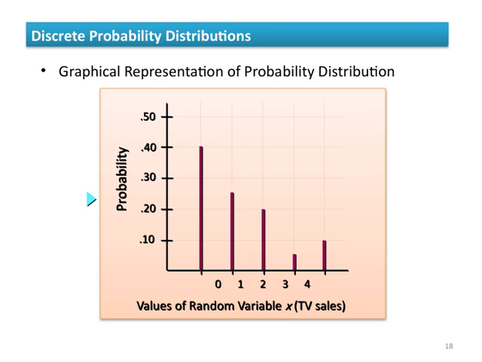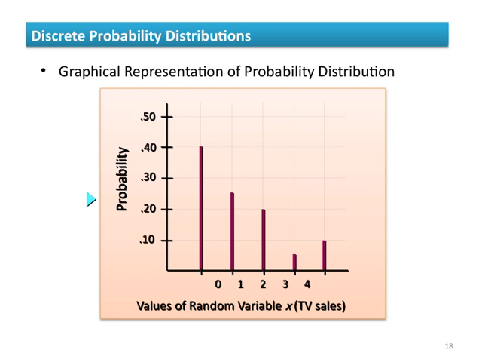On this slide, you can see the probabilities associated with different values of our random variable, which in this case is TV sales. The values range from 0 to 4, representing the number of TVs sold. Each value has a corresponding probability: 0.1 for 0 TVs sold, 0.2 for 1 TV sold, 0.3 for 2 TVs, 0.4 for 3, and 0.5 for 4. This graphical representation helps us visualize how likely each sales figure is. Notice how the height of each bar indicates the probability of that specific outcome.